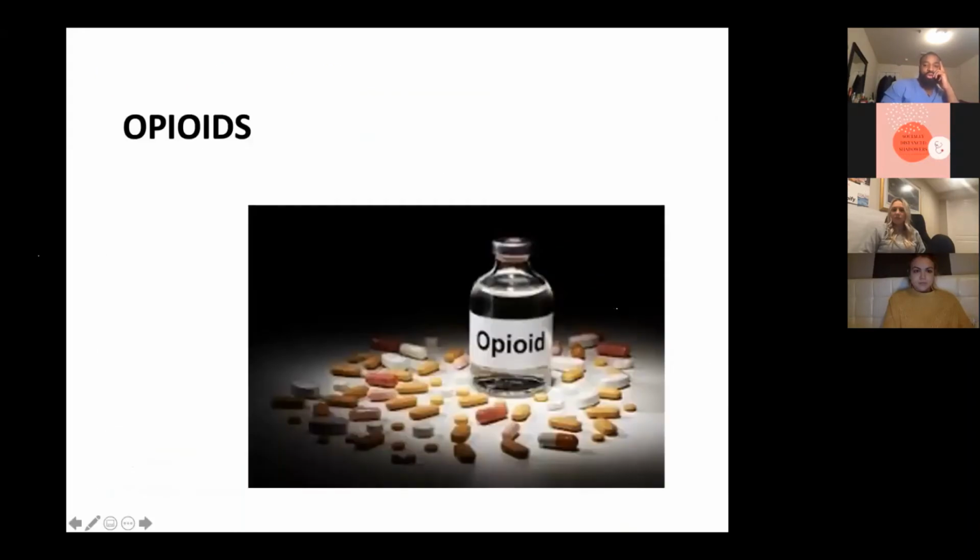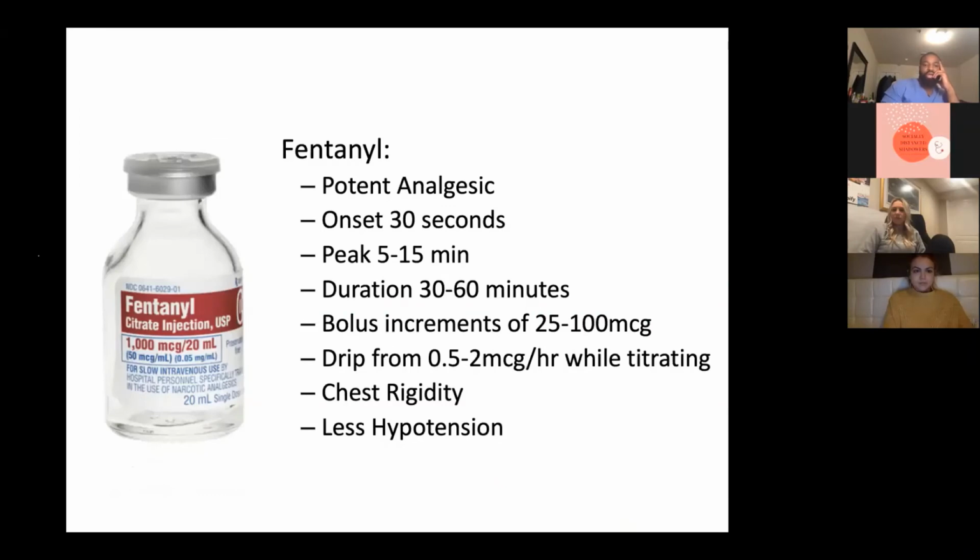So opioids. You have fentanyl, which is a potent opioid analgesic. The onset is within 30 minutes, it peaks at 5 to 15, and the duration is 30 to 60 minutes. So you just titrate accordingly. These are titratable medications.